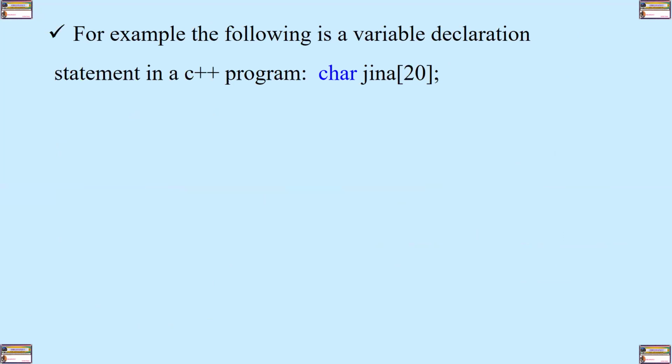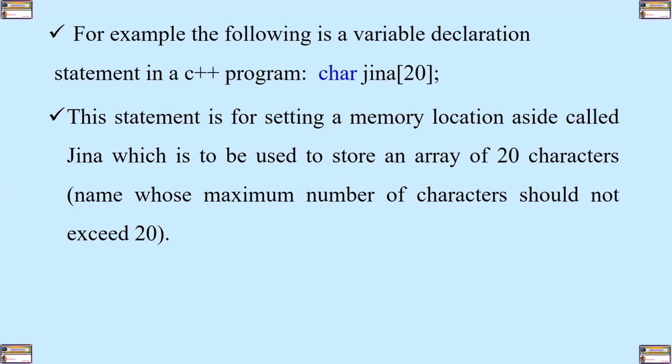Every declaration statement in C++, as you are going to learn in the subsequent presentation, must be terminated with a semicolon. This statement is for setting a memory location aside called Gina, which is to be used to store an array of 20 characters, meaning that the name's maximum number of characters should not exceed 20. So simply, that is how you declare a variable within your source code.